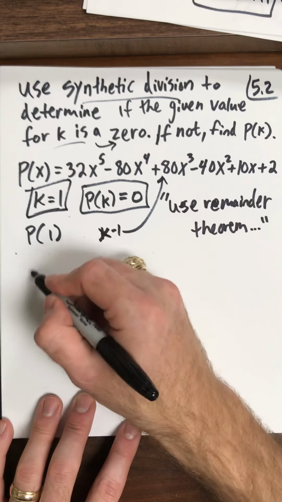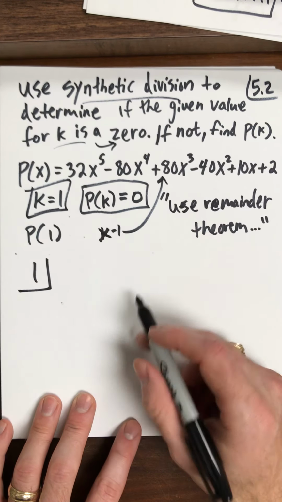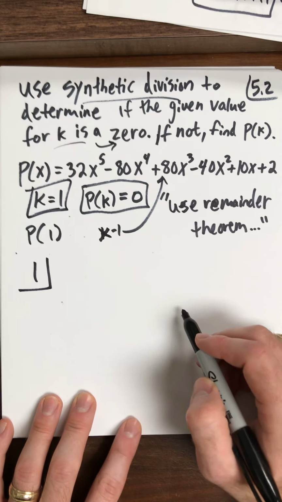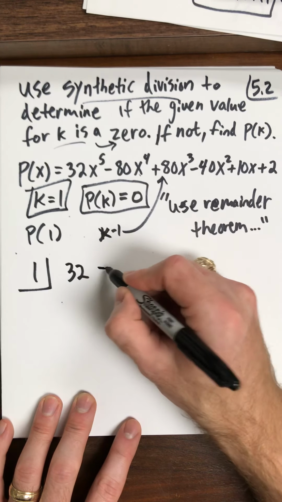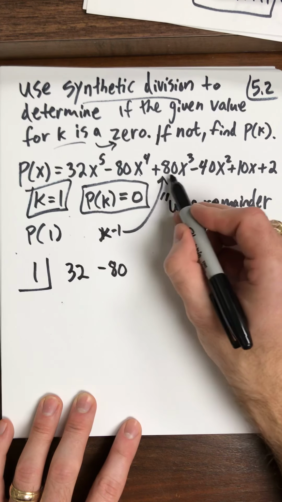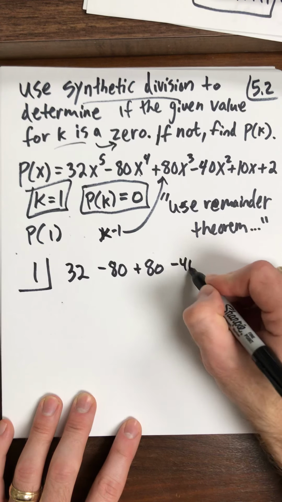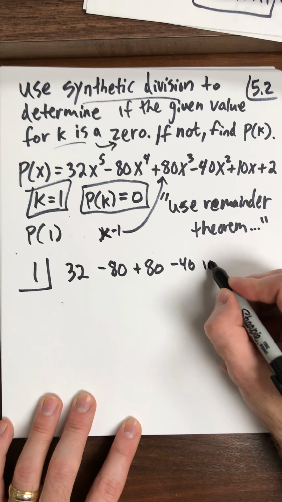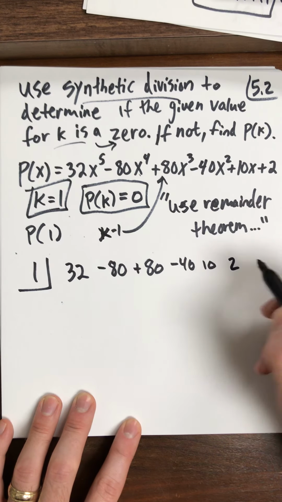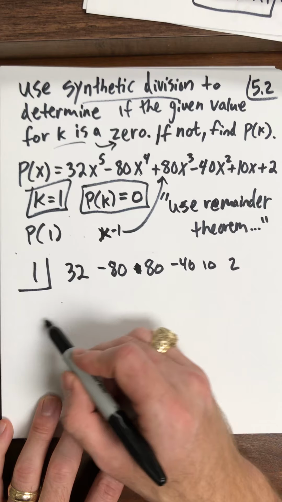I'm literally going to take 1, put it in my box. That's what I'm checking, right? K equal to 1. And then I run through synthetic. So what is it? 32. What are my coefficients? Negative 8, 80, then plus 80, then minus 40, then 10, and then 2. Okay, so positive 80, negative 80, all those going down.